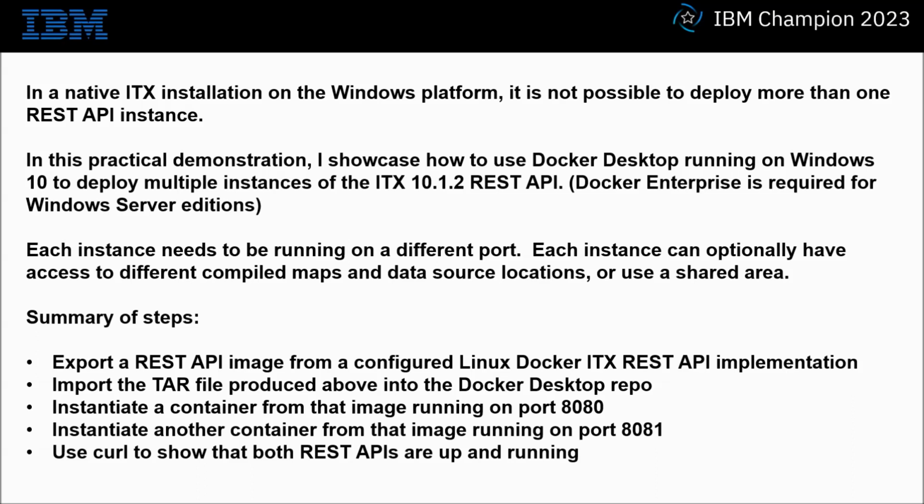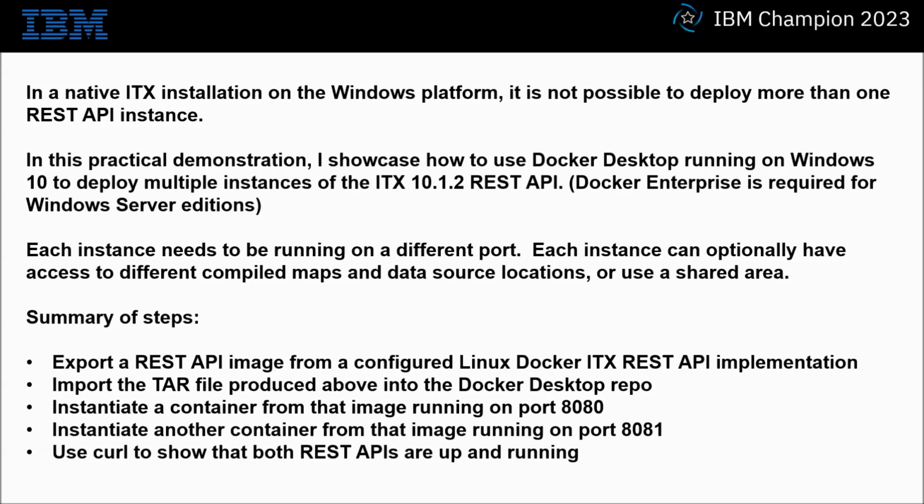In a native ITX installation on the Windows platform, it is not possible to deploy more than one REST API instance. In this practical demonstration, I showcase how to use Docker Desktop running on Windows 10 to deploy multiple instances of the ITX 10.1.2 REST API. Docker Enterprise is required for Windows Server editions. Each instance needs to be running on a different port. Each instance can optionally have access to different compiled maps and data source locations, or use a shared area.